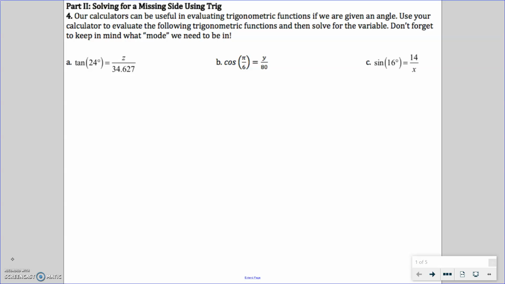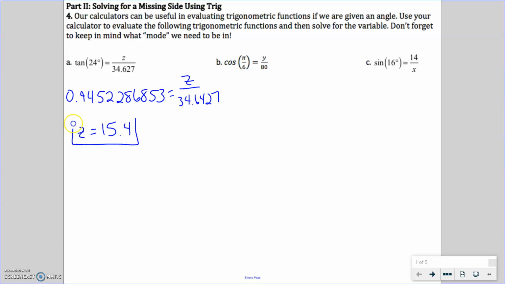I'm going to calculate tangent of 24 degrees, and I get this crazy long decimal. My recommendation is to use as much of that decimal as possible. 0.445228685, okay, that's the crazy long decimal I get. All that is equal to z over 34.627. So if we're solving for z, I need to multiply by 34.627, and I get that z is equal to 15 point yada yada yada. If you're not sure what to round to, one decimal place is usually okay for a side length, so I'm just going to go with 15.4.